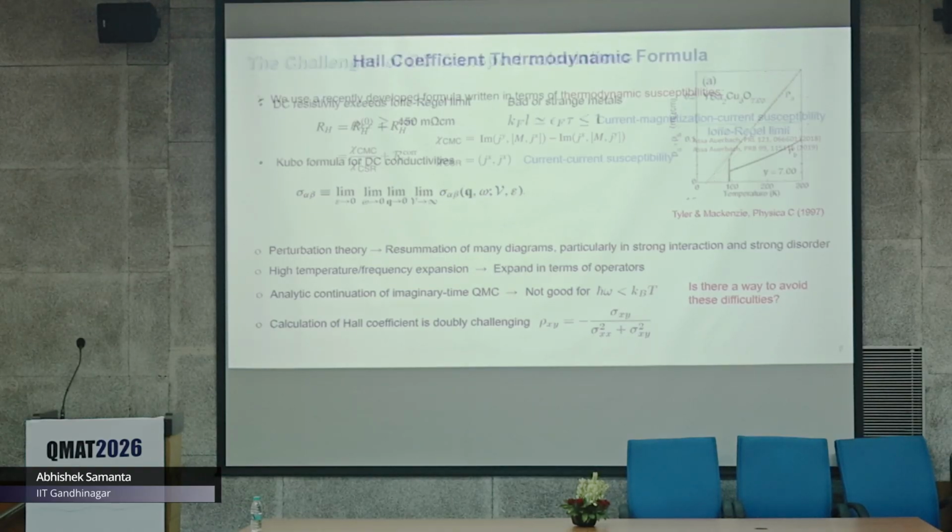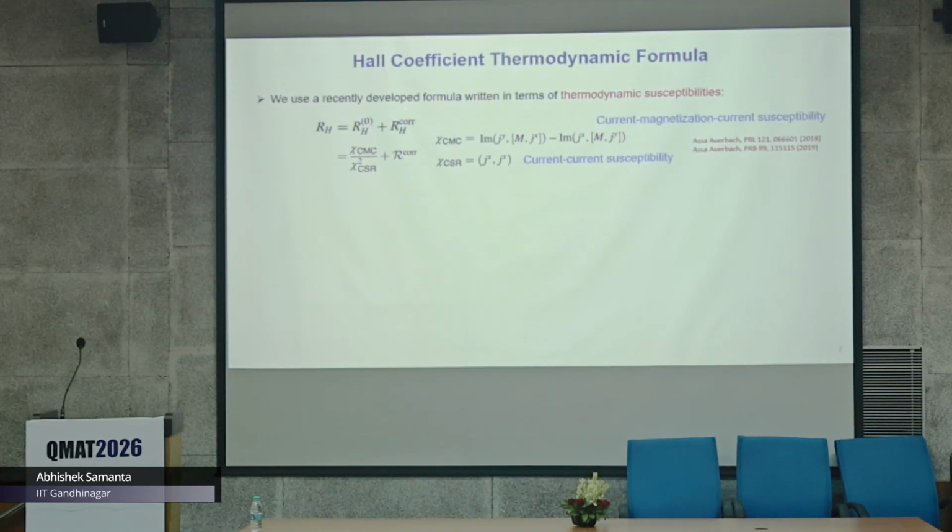So here is the new Hall coefficient formula, where the Hall coefficient RH is written as a ratio of two thermodynamic susceptibilities, namely the current correlator and the current-magnetization current correlator, and both of them can be calculated very easily. There is a correction term also, but again the correction term can be expressed in terms of thermodynamic susceptibilities, which can be calculated order by order.